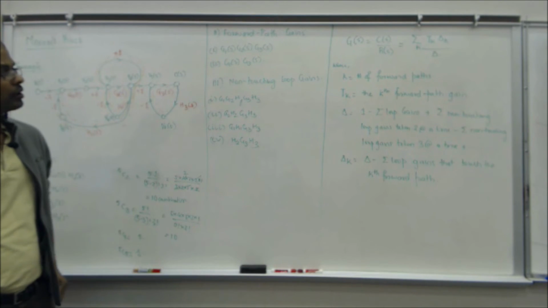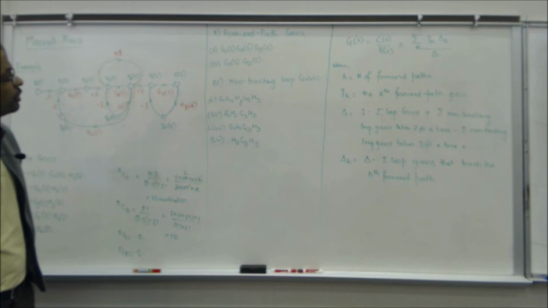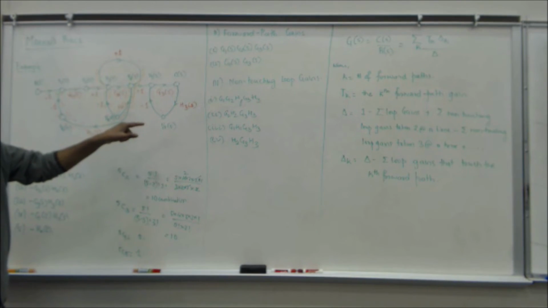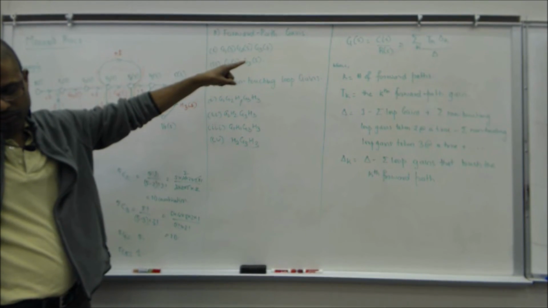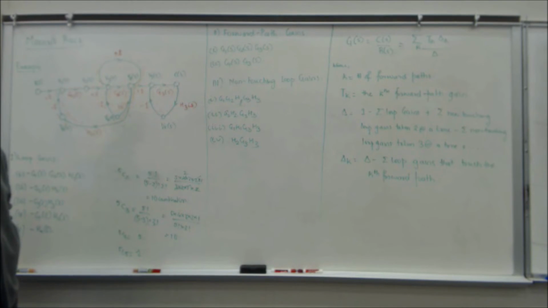Okay. So when you have something like this, once you have figured out these three elements, the loop gains, forward path gains, and non-touching loop gains, you can simply substitute these in this formula. It's called Mason's rule, and you can figure out the transfer function. So let's look at one at a time.